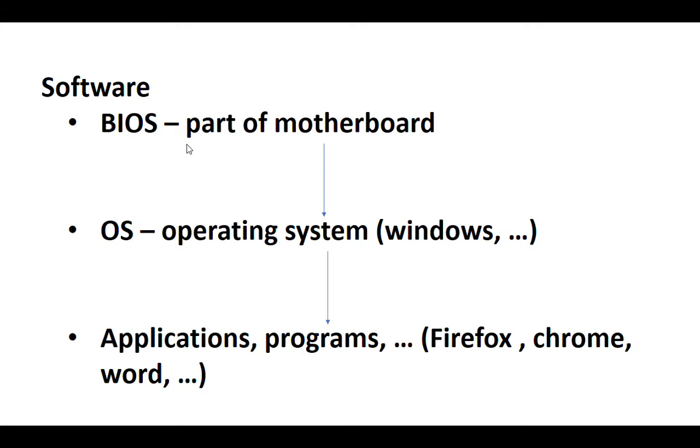That's what makes everything talk to the hardware. And then you have your OS, your operating system, which is, say, your Windows, your Mac, okay? And then you have your applications and programs like Firefox, Chrome. That's like the higher level. Okay, so here we go.